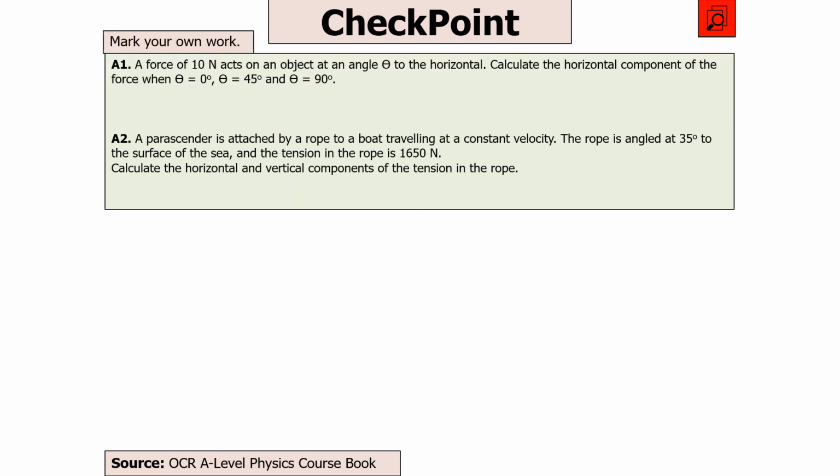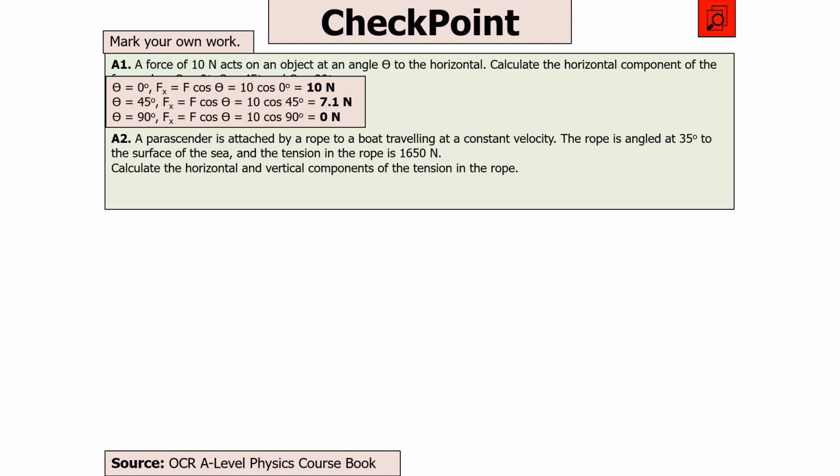Right, in this first one, we've got to remember how to work out the horizontal component when you've got an angle to the horizontal. So therefore, the horizontal component is F cos theta.